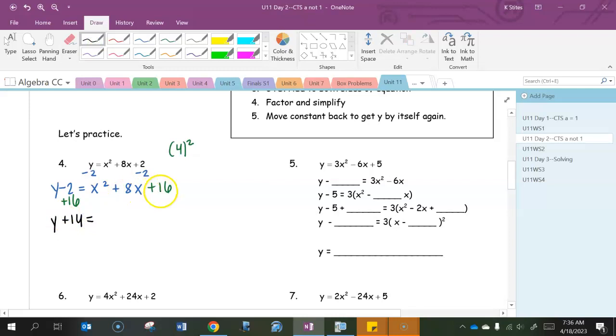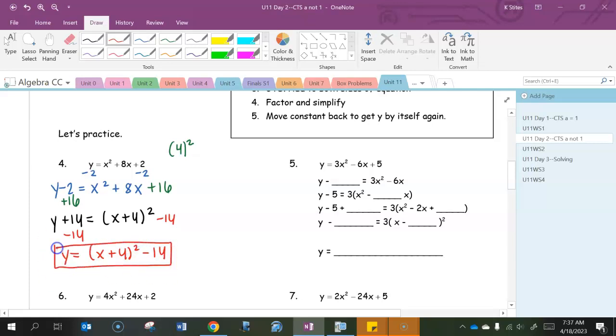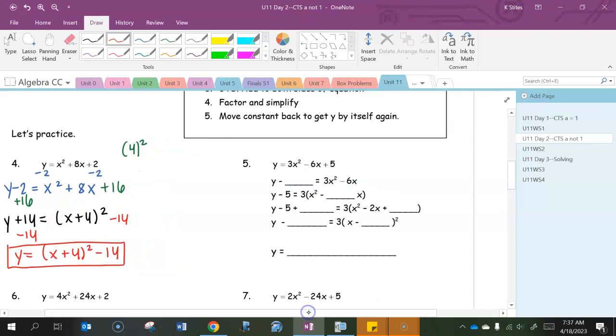This side factors. Again, you know that it's going to be x plus 4 squared. And then we're subtracting that 14 back over. So x plus 4 squared minus 14. Okay, and that's your vertex form. But like I said, this is a little more challenging when you have a number in front. Okay, so take a look at number 5.